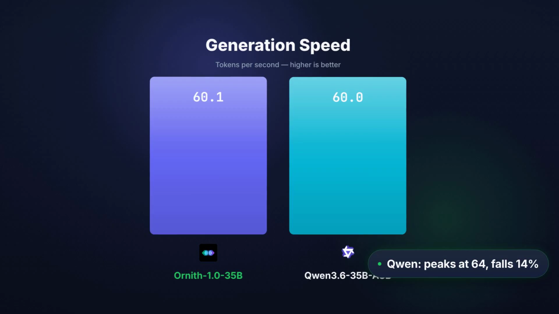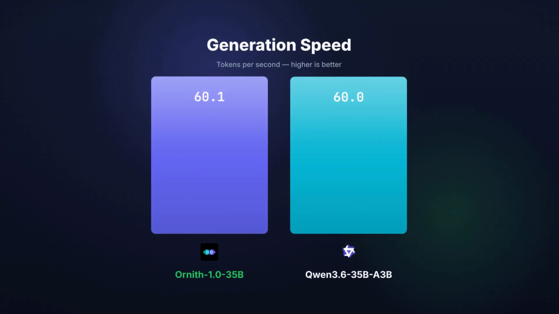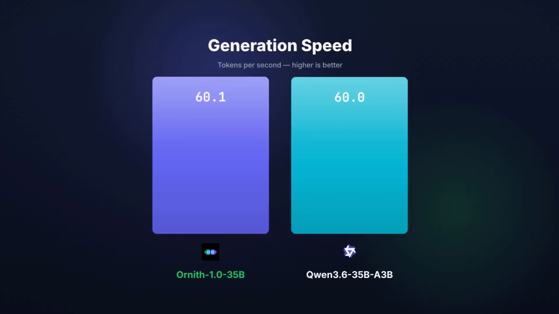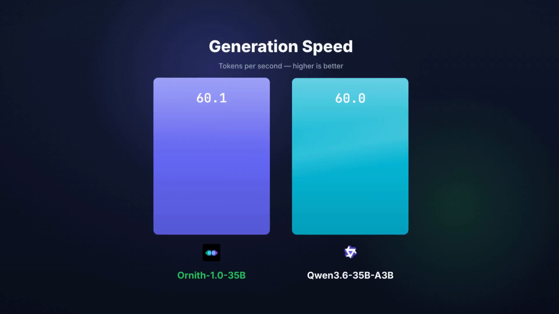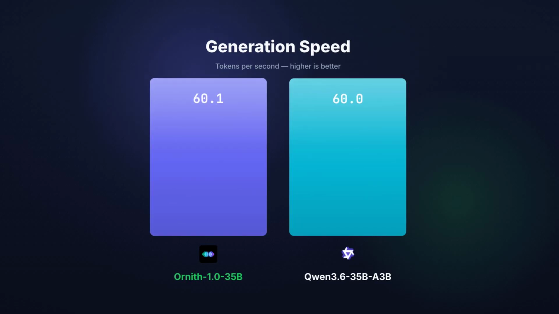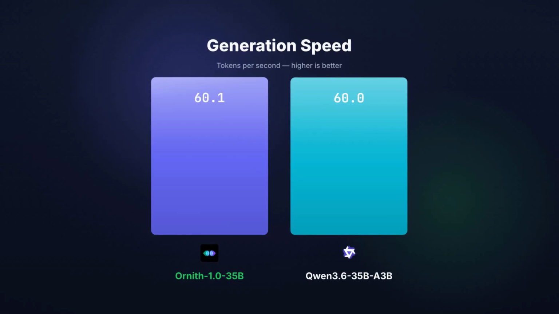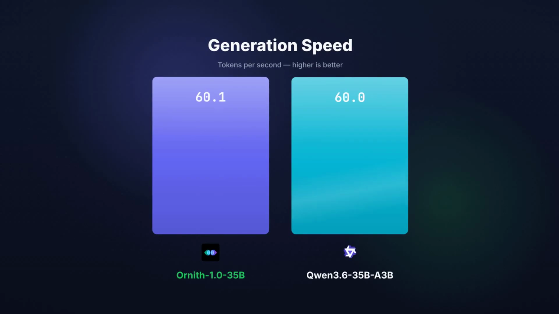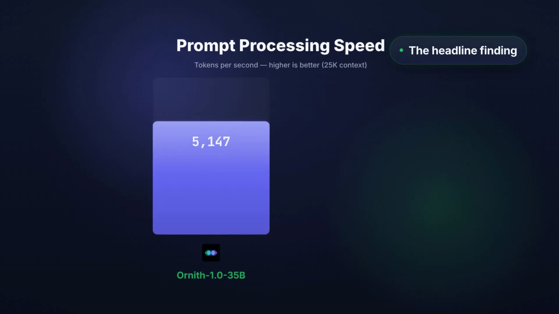Ornith is remarkably stable. Its generation speed drops only about 6% from short to long contexts. Qwen peaks higher on medium-length prompts at 64 tokens per second, but falls 14% on long contexts down to 54.9. For short interactive chats, they feel identical. For long-running agent sessions, Ornith stays more predictable. Now for the headline finding.